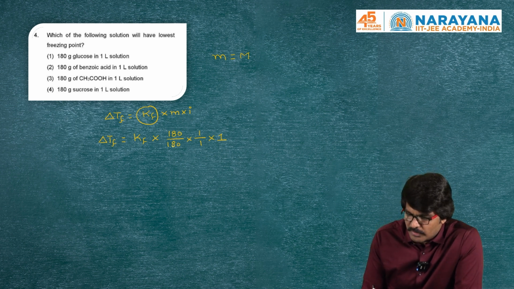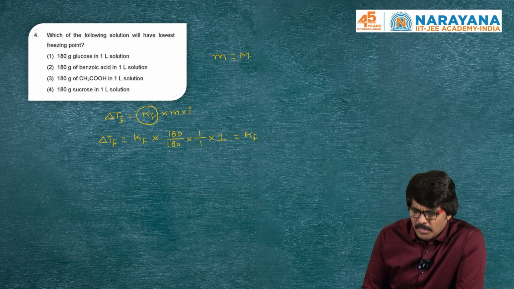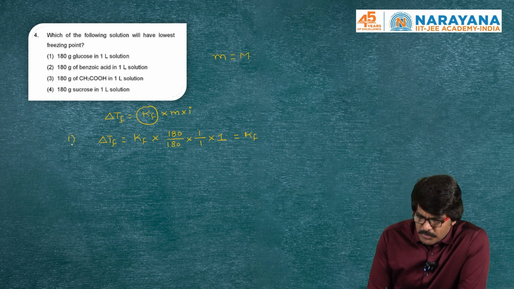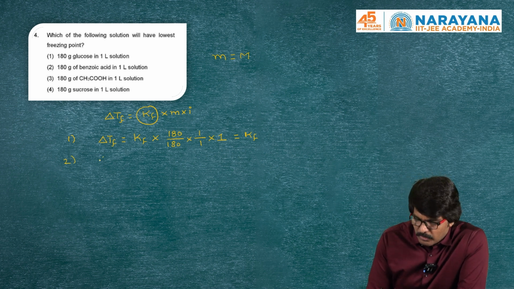And of course, delta TF that is equal to Kf we are getting. That is Kf. Let it be. The second option, if you see, the second option, 180 grams of benzoic acid, delta TF is equal to Kf into 180 grams benzoic acid.